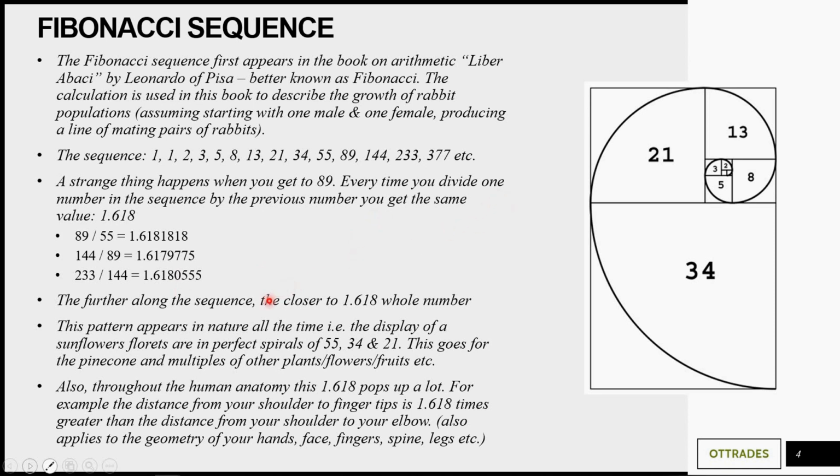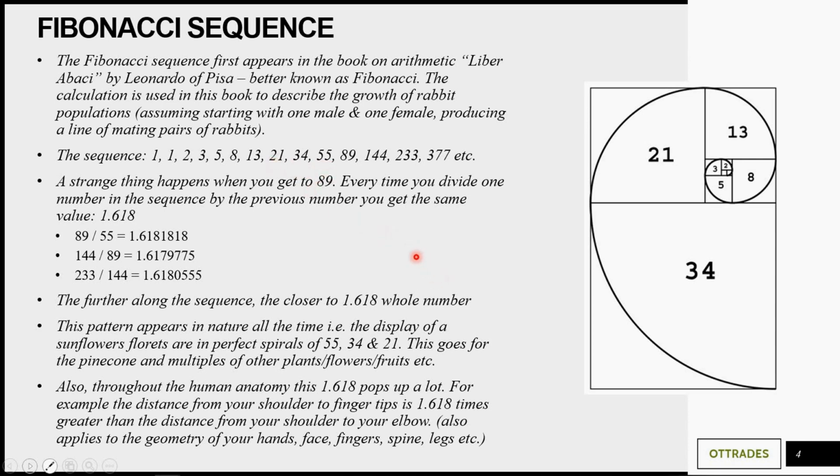This pattern appears in nature all of the time. I don't think anyone really knows why that is. I'll go into that a little bit later as how it can be incorporated into trading, which is probably why it's incorporated into nature. But yeah, this pattern appears in nature all of the time. The display of sunflower florets are in perfect spirals of 55, 34, and 21, each of which is a number in the Fibonacci sequence.